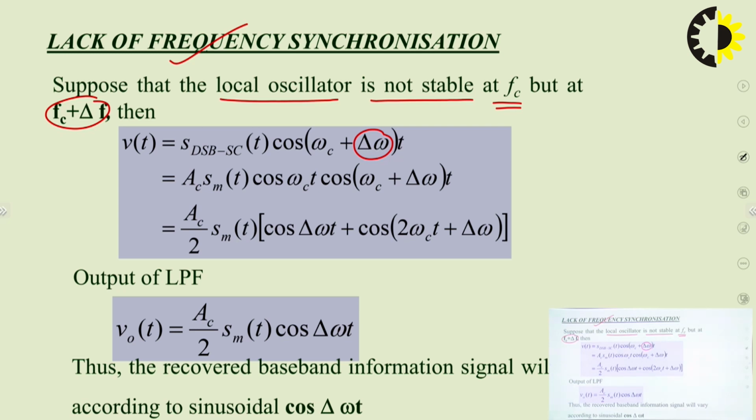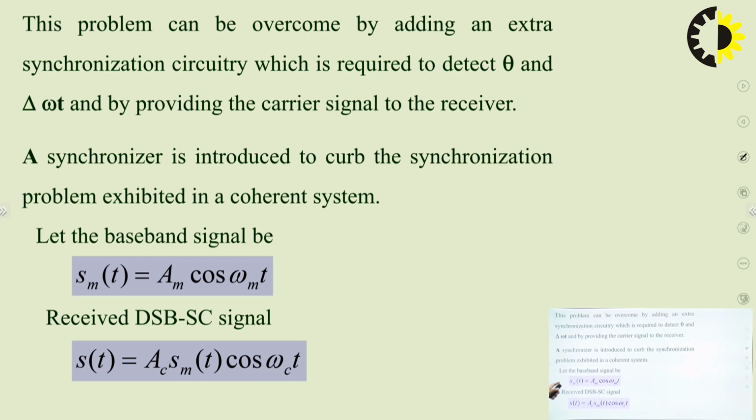Now, what will happen is that this factor will come at the output. And again the value of this factor cos del omega t will decide the output. That is, due to these problems, due to lack of phase and frequency synchronization, we need to have a synchronization circuitry at the receiver end.